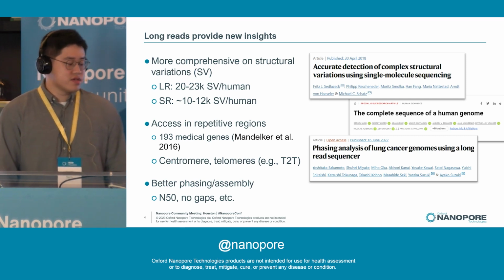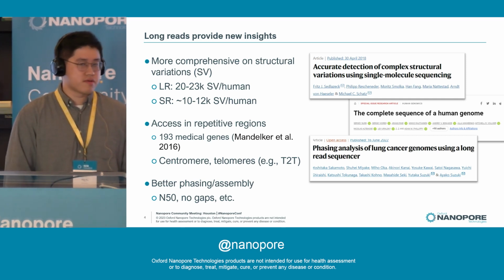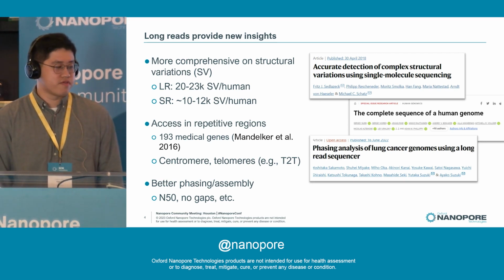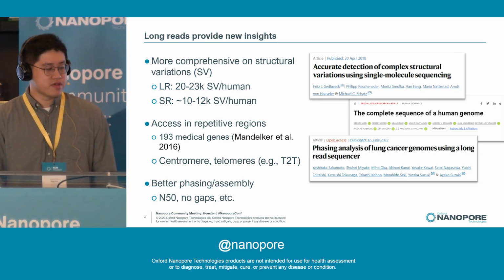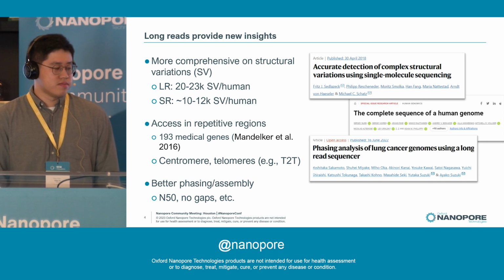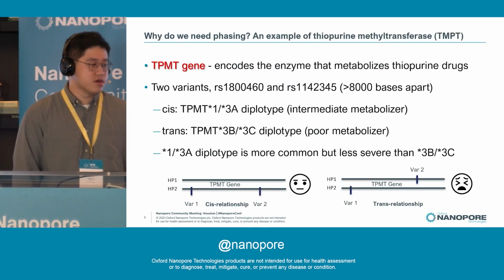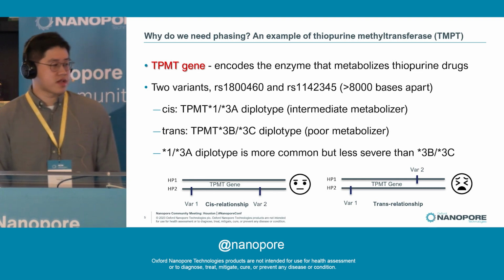And on the right, you can see several papers showing that it helps accurate detection of complex structural variations, and it helps assemble the complete sequence of the human genome and phase cancer-related samples. So I always come back to this great example that shows exactly why we need phasing.